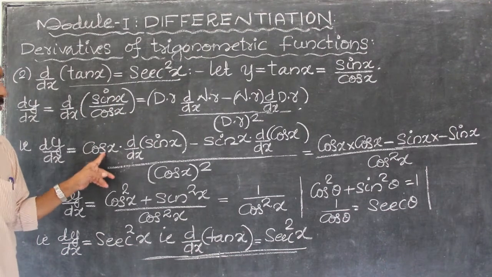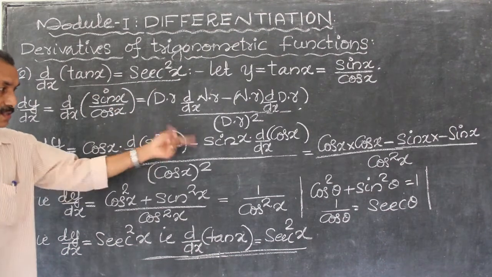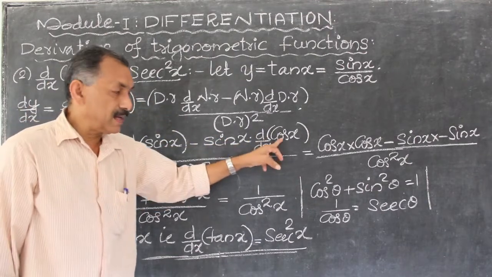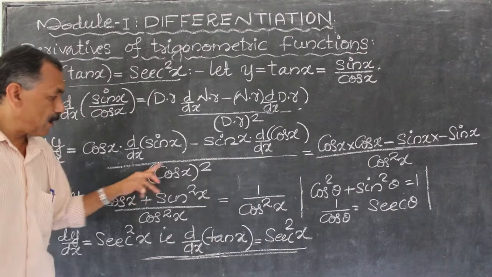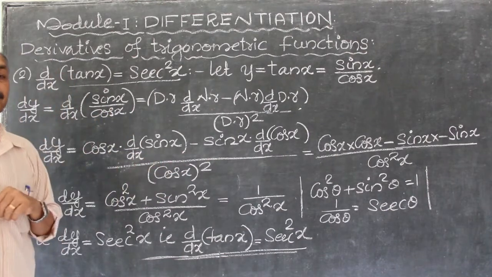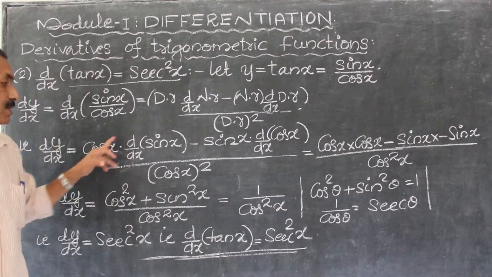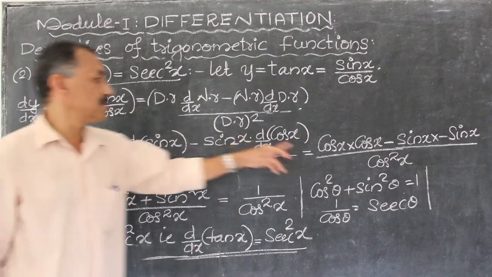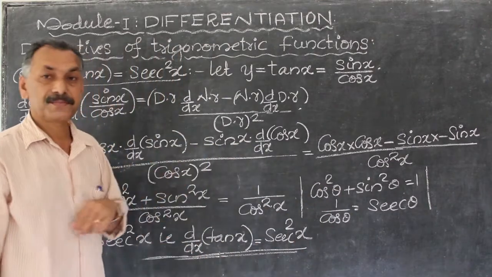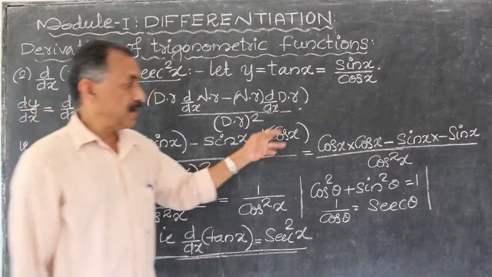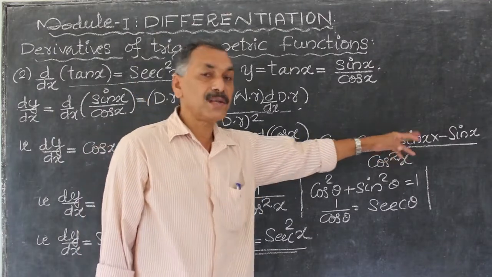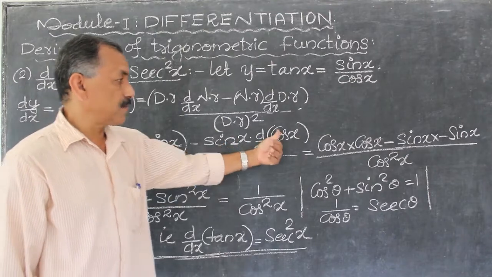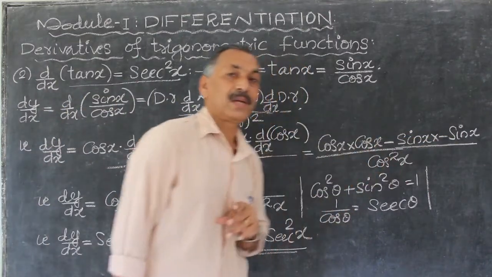Cos x into the derivative of the denominator sin x, minus numerator sin x into d by dx of cos x, divided by the denominator cos x whole square. That is cos x into the derivative of sin x, which is cos x, so cos x into cos x, minus sin x into the derivative of cos x. We are saying the derivative of cos x is equal to minus sin x, so minus sin x into minus sin x, divided by cos x whole square.